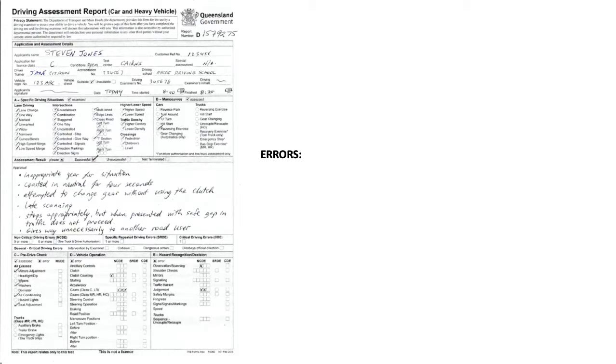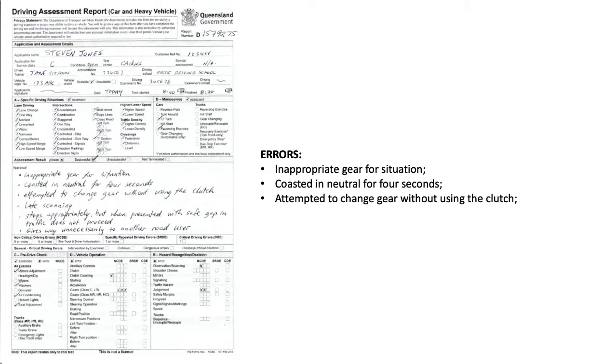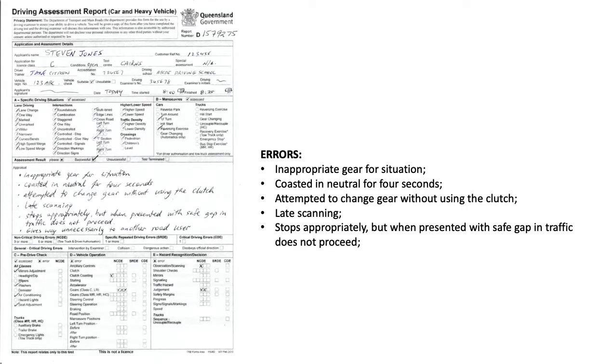Now what I'm going to do is go through the appraisal that the examiner has written. I've retyped it on the right of screen so you can see it in case you can't read the examiner's, let's say, handwriting. Inappropriate gear for situation, coasted in neutral for 4 seconds, attempted to change gear without using the clutch, late scanning, stops appropriately but when presented with a safe gap in traffic does not proceed, give way unnecessarily to another road user.